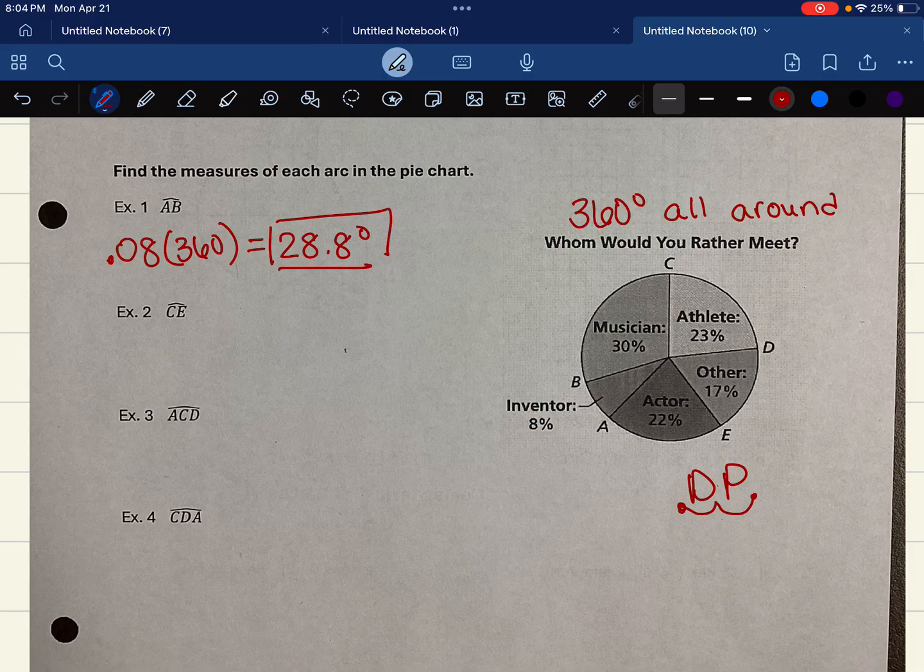All right, same idea all the way through this. Now, some of them might have a little extra work. For example, CE. If I go from C to E, that wants me to find athletes and others. So the first thing I might do is take 23 and add 17 to that, which is 40%. So 40% as a decimal would be 0.40, and then I multiply that by the total, which is 360. So again, in our calculator, 0.4 times 360, we should get 144.